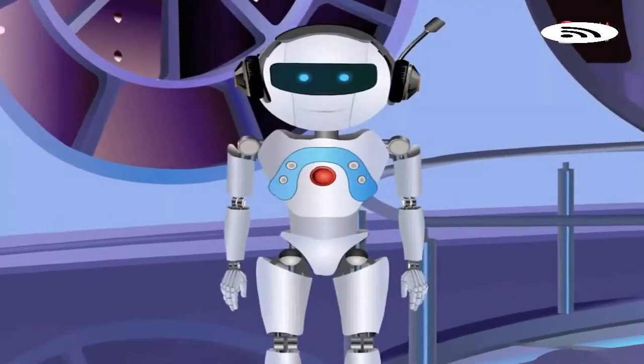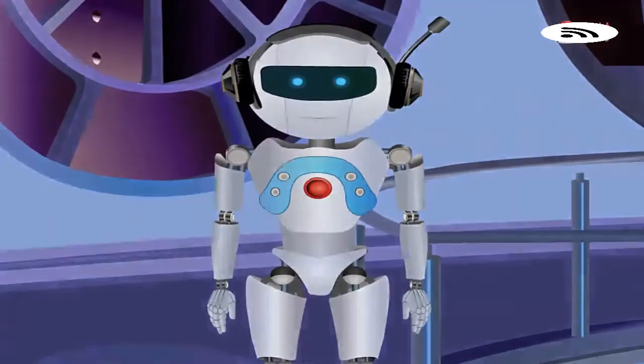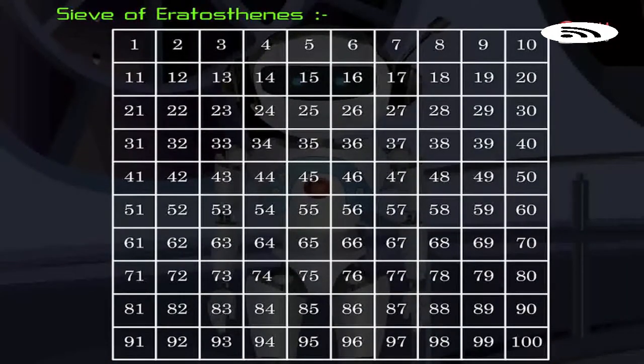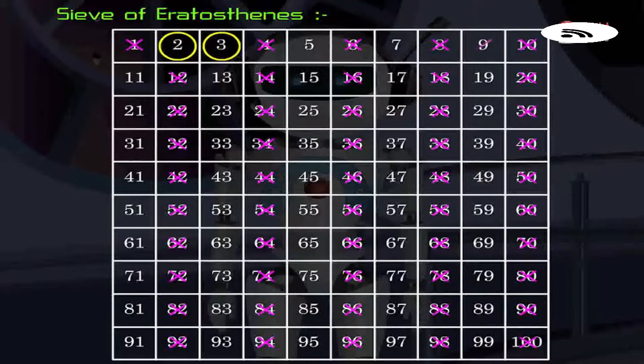Let me teach you how to find the prime numbers by this method. Make a 10 by 10 grid and write numbers from 1 to 100. Cross out 1 because 1 is neither a prime nor a composite number. Now, the least even prime number is 2. Circle it. Cross all the multiples of 2, that is 2, 4, 6, 8, etc. Now, circle the next prime number 3 and cross out all the multiples of 3, that is 3, 9, 15, etc. There is no need to cross the numbers which are already crossed.